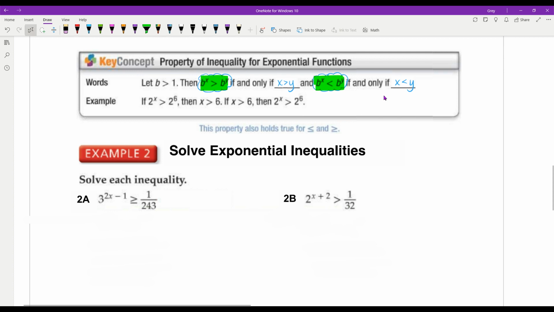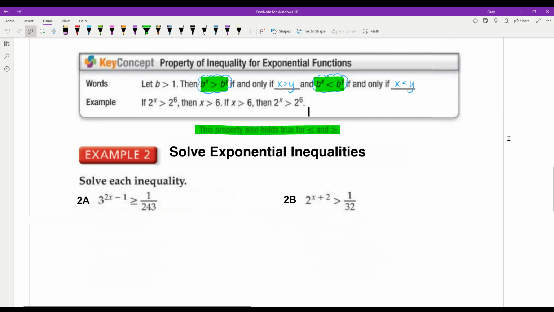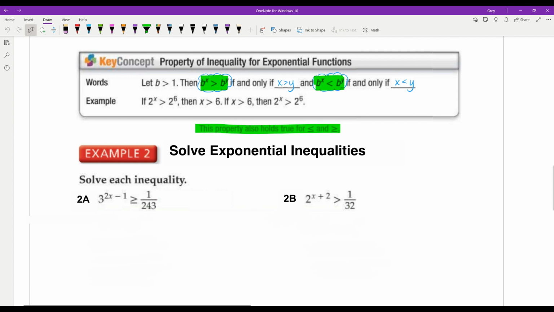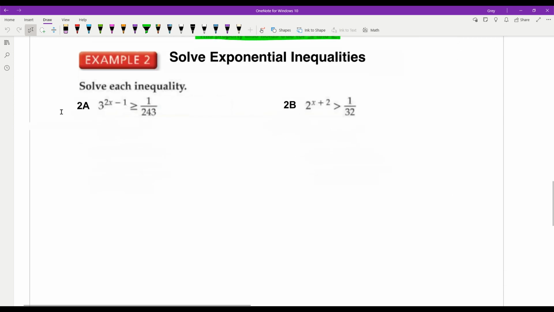And down here, it tells you it doesn't matter if it's equal to or not, inequality. So same kind of thing. Let's do it with inequalities. So 3 to the 2x minus 1 is greater than or equal to 1 over 243. So I've still got to figure out how to write them as the same base. So I've got 3 to the 2x minus 1 greater than or equal to 3 to the something.